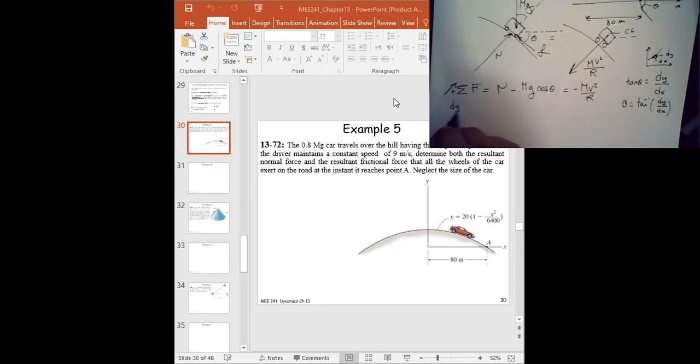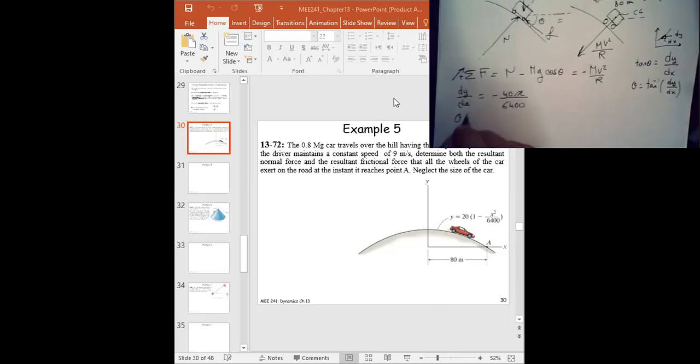I need to do dy over dx, right? What is dy over dx? It will be minus 40x over 6400. But I need to evaluate theta at what angle? At 80, right?